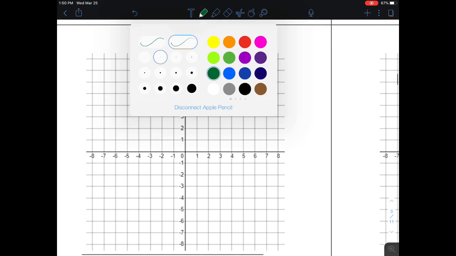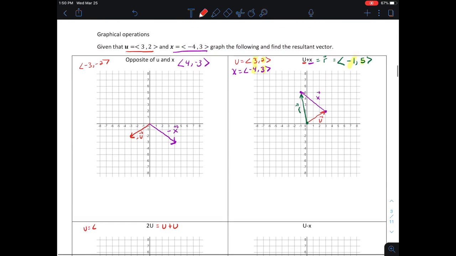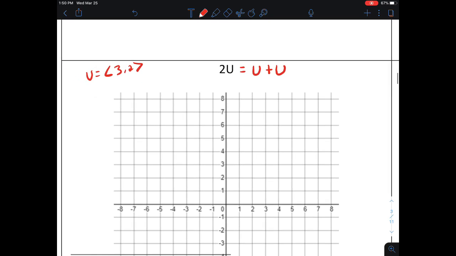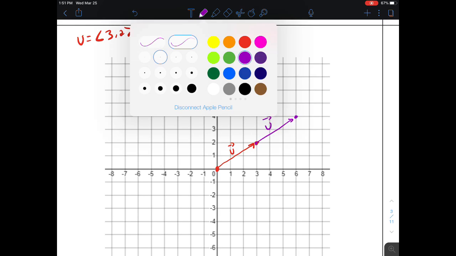Now let's look at 2 times u. All right, so 2 times vector u, remember that's just saying take vector u and add it to itself. So vector u is 3, 2. So graphically, what I'm going to do is apply vector u. So I start at the origin, I go right 3, up 2, there's vector u once. And then I need to do it again. So I take the endpoint, and I start, and I go right 3, up 2 another time. And there's u a second time.